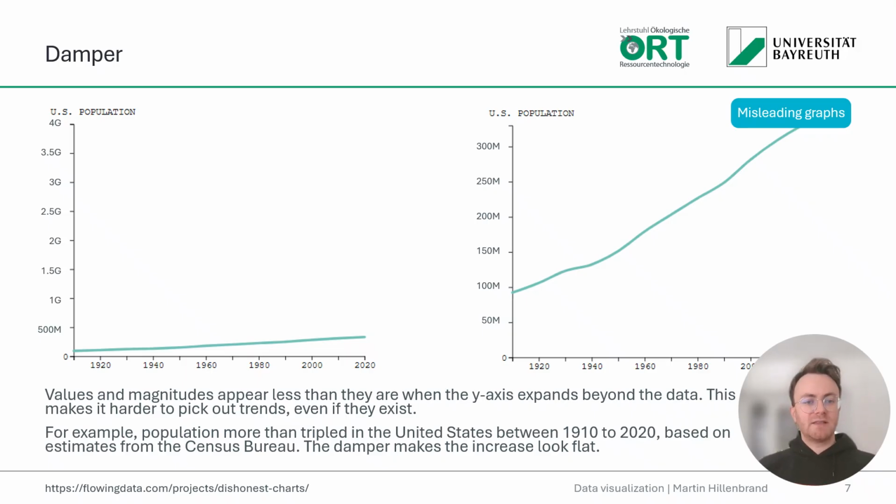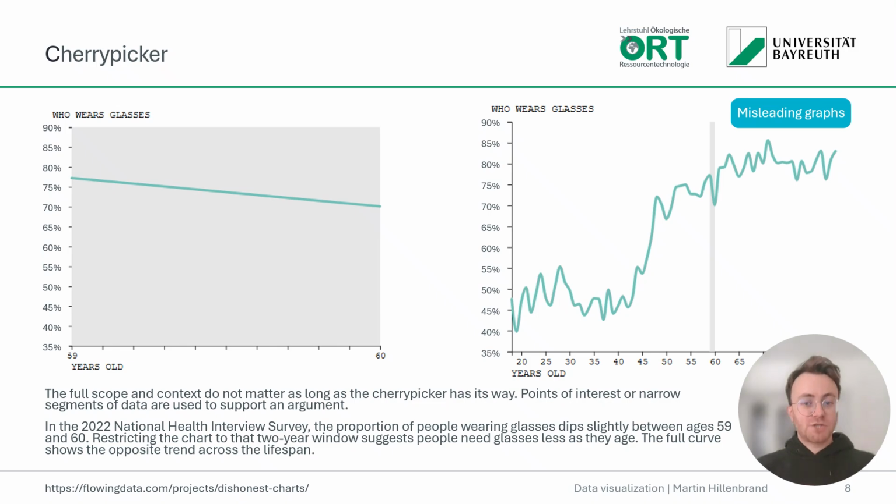So you did not cut the y-axis here, but you are distorting it by increasing or lowering the axis size, which is also not good. The cherry picker would be, for example, like in this case on the left, just cherry picking of data. The full scope and the context do not matter as long as the cherry picker has its way. You're just picking the part of the data that fits your narrative and your storyline, but that is also distorting.